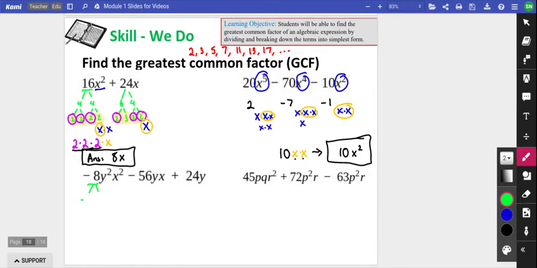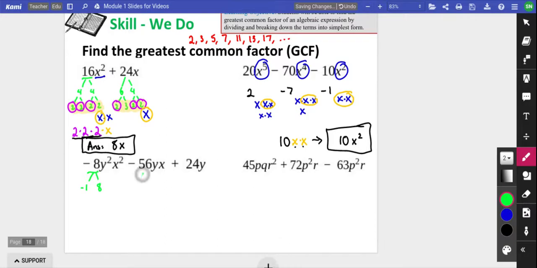-8 I can get by multiplying -1 times 8. -56 I can get it by multiplying -7 times 8. And 24 I can get it by multiplying 3 times 8. Now, if you look at this problem, all the numbers have an 8 in common. That was the same thing as what we did in problem number 2 when we divided by 10. Sometimes it's not as easy to see, so you can always break it down using a factoring tree.